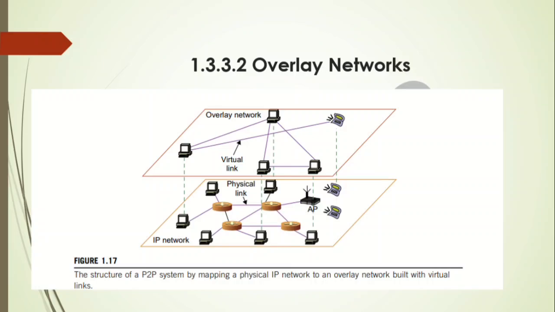At the bottom, devices are connected physically through an IP network, like using routers and cables. And at the top, the same devices are connected in a virtual way. That is the overlay network using logical links. These virtual links are not based on direct physical connections, but they are created by the software to allow peers to communicate easily over the internet, no matter how they are physically connected.